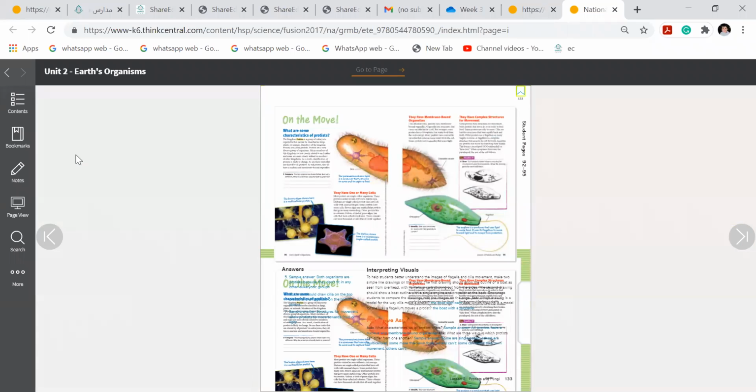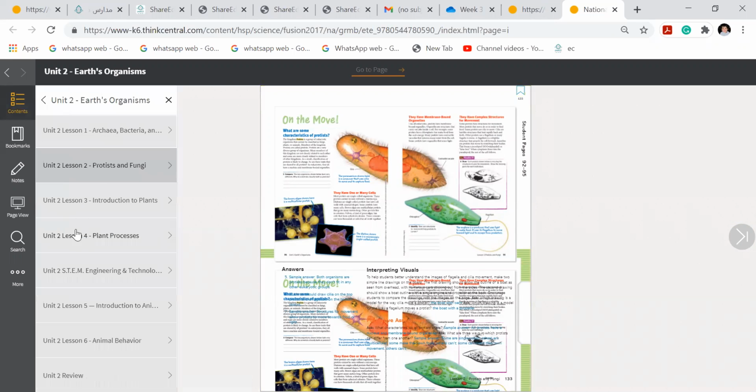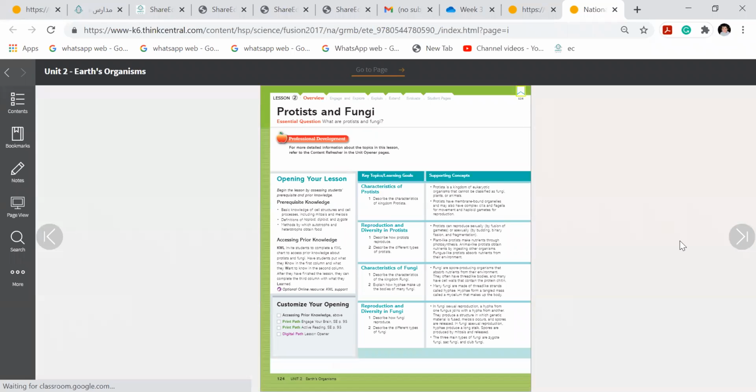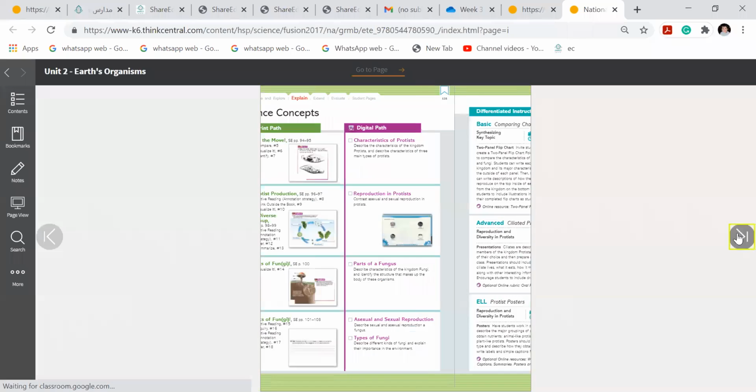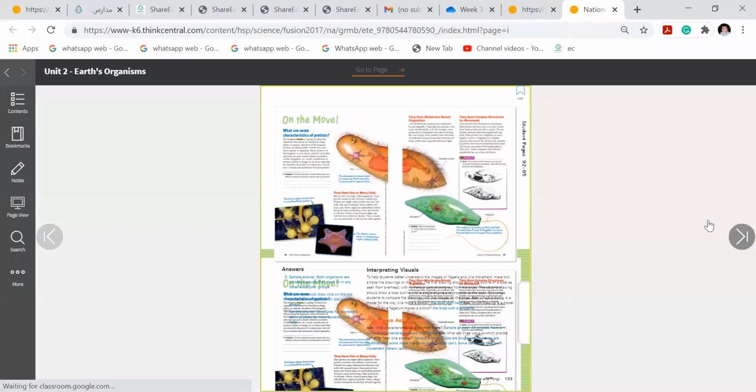Why is it coming like this? Just a second, girls. No idea.